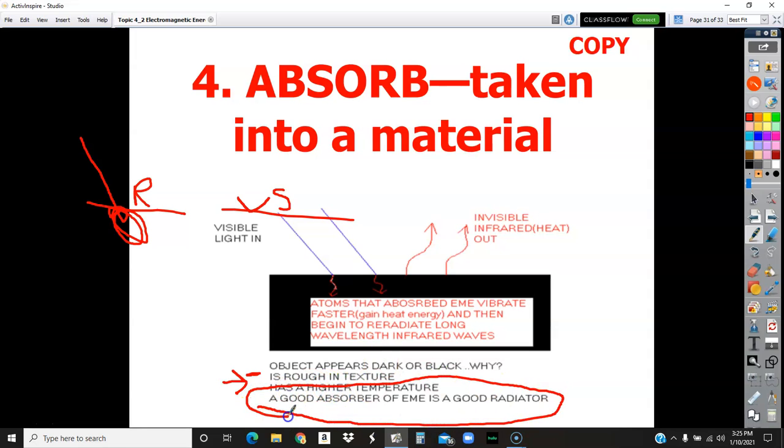Anyway, a good absorber, and I don't see this down here, a good absorber is a good radiator. Meaning, when it's sunny out, you've got blacktop, let's say, and the sun comes out, the blacktop's going to get hot during the day. A blacktop is a nice dark rough surface. It's going to absorb a lot of energy. But things that absorb well also get rid of it well. They become radiators. Radiation is to give off.